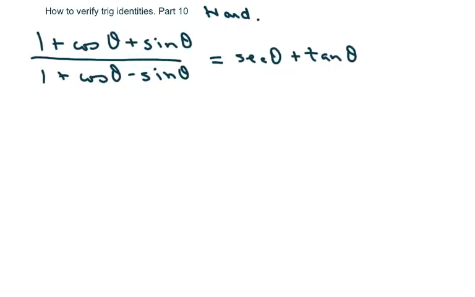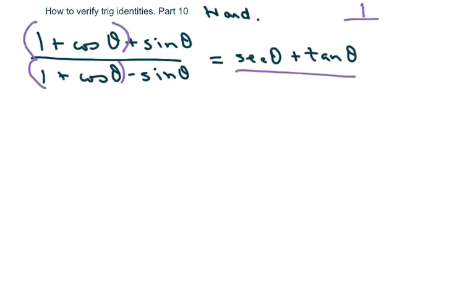Everyone, we're going to verify trig identities part 10. It's similar to part 9. Anytime you see something like this where they're the same, what you're going to do is put this together and multiply by the conjugate. And you don't know if you're going to multiply the numerator or the denominator by the conjugate, so I'm going to kind of rewrite this.